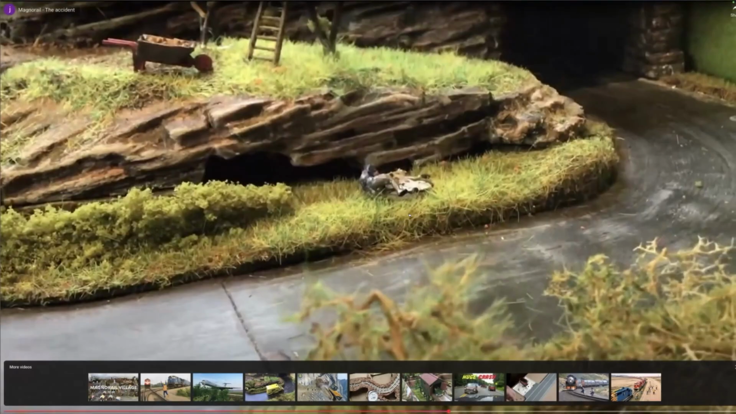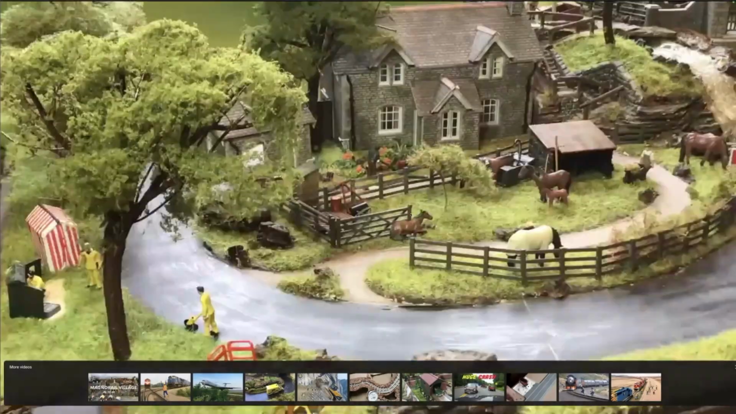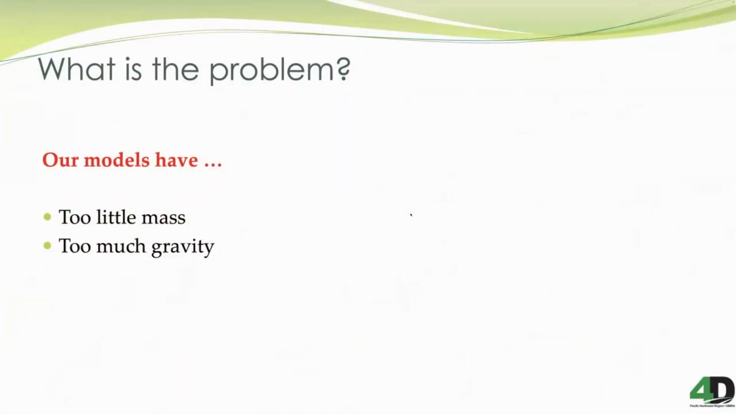So, hopefully those videos came across. I know videos don't really share very well on here, but hopefully that came across a little bit. So at the heart of this, what is the problem? I think some of us might understand this, but one of the answers here is quite interesting. Our models are really very light. They have too little mass in them. But on the other hand, the effective gravity in our models is actually way too high. And that too high gravity is much more of an influence than the fact they have too little mass, in my estimation. We can actually have a look at that.